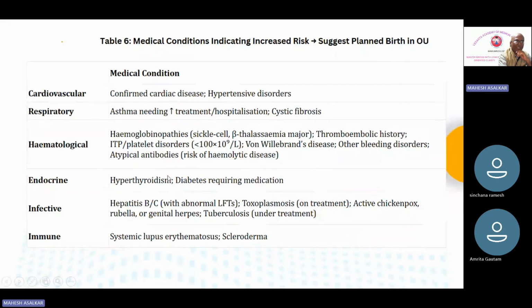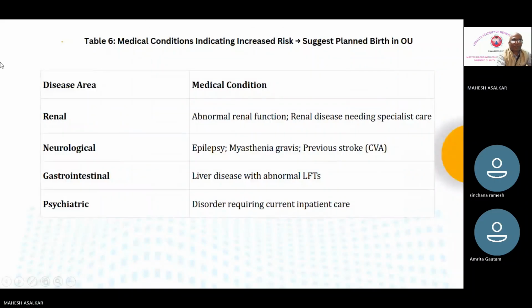Endocrine conditions like hyperthyroidism, diabetes requiring medication; infective conditions like hepatitis B, C, toxoplasmosis, active chickenpox, rubella, tuberculosis under treatment. Immunological conditions like SLE, scleroderma; other conditions like renal disease, abnormal renal function, which require specialist care; neurological: epilepsy, myasthenia gravis, previous stroke; gastrointestinal, like liver disease with abnormal LFTs; psychiatric disorder requiring current inpatient care. These will deliver in the obstetric unit.